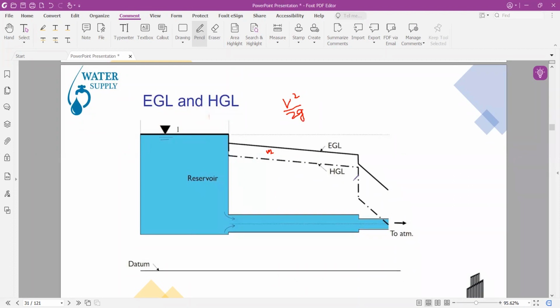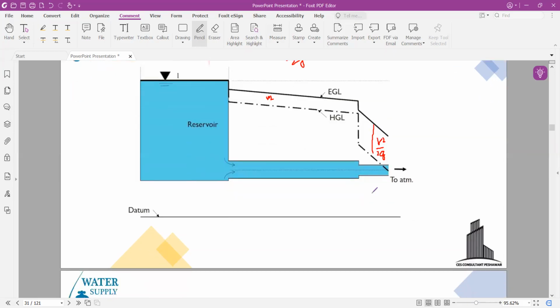So it will show the same behavior, but when the cross section or the diameter of the pipe decreases, the velocity increases. As the velocity increases, the steepness of the slope of the energy grade line also increases, and the difference between the hydraulic grade line and the energy grade line also increases due to the increase in velocity. The difference between these two is based on the velocity, V squared by 2g. At this point the cross section decreases, so the velocity increases, and the difference between energy grade line and hydraulic grade line will also increase.